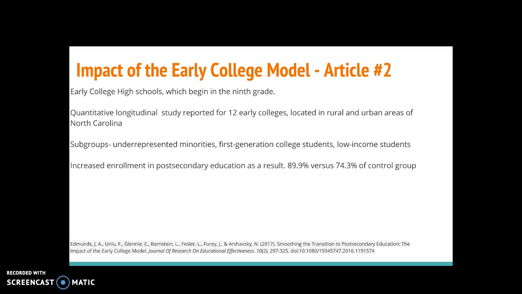In this case, this was a quantitative longitudinal study reported for 12 early colleges located in rural and urban North Carolina. This was a really big study. There were a lot of students in there. This early college high school begins in the 9th grade. And the researchers really looked at some subgroups of underrepresented minorities, first-generation college students, and low-income students. And they were able to show increased enrollment in post-secondary education as a result.